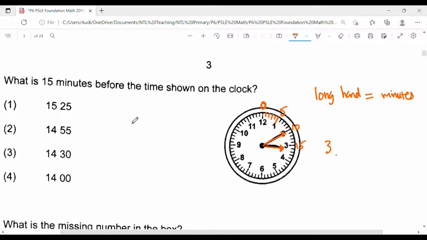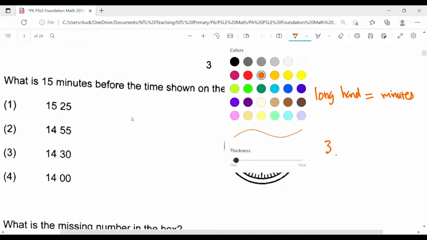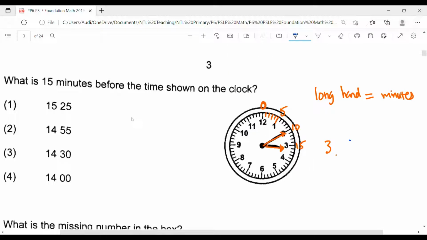What do we want? We want 15 minutes before the time shown on the clock. So we don't even have to look at the time now. You just go this way. Then you minus 15 minutes. We know every big division is 5 minutes. So this is 5, 10, 15. So minus 15 minutes, the long hand should be pointing here. And notice that we're going backwards. So this is 11, which means 55, because 5 times 11 is 55.